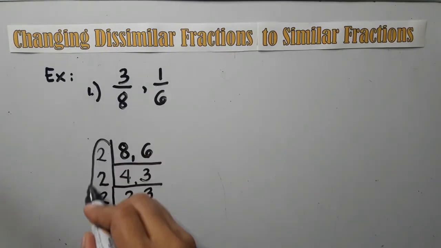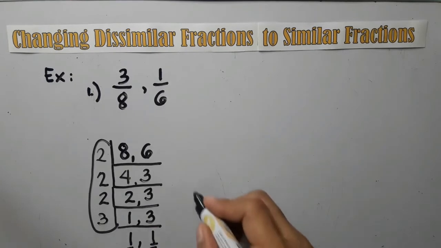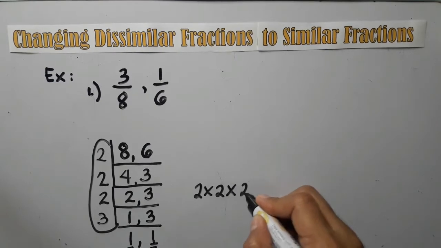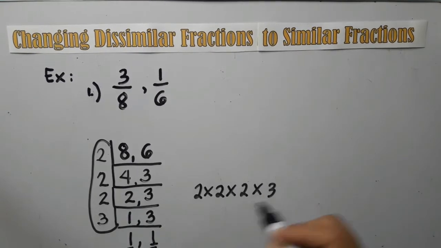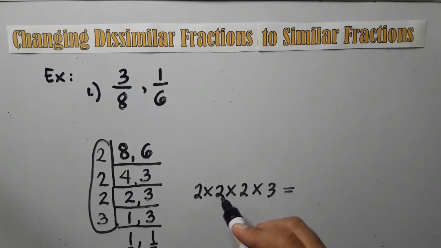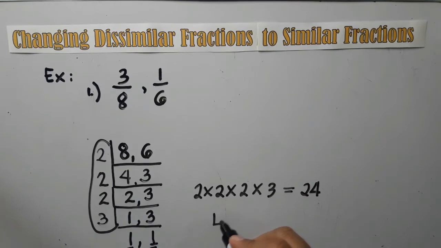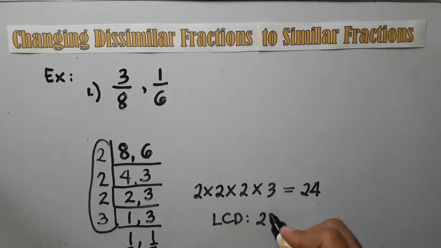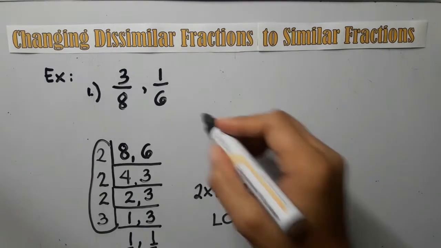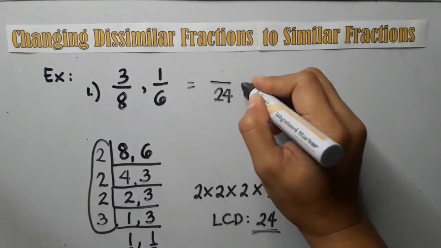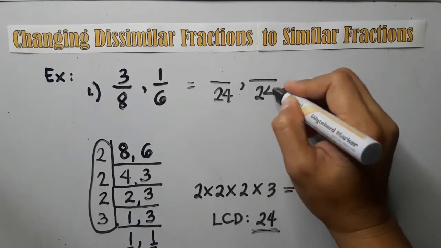Then we're going to multiply all these numbers here. So we have 2 times 2 times 2 times 3. So 2 times 2 is 4 times 2 is 8 times 3 is 24. So therefore, our LCD is 24. So we already have the LCD of 24. We're going to write the 24 as our LCD.